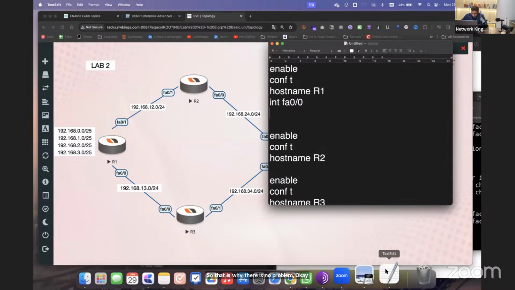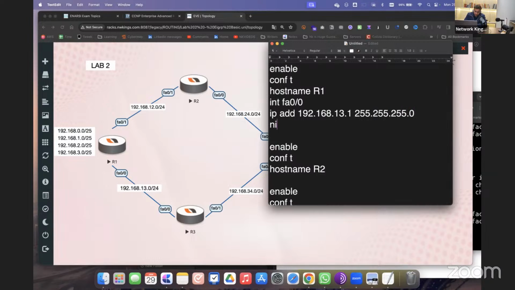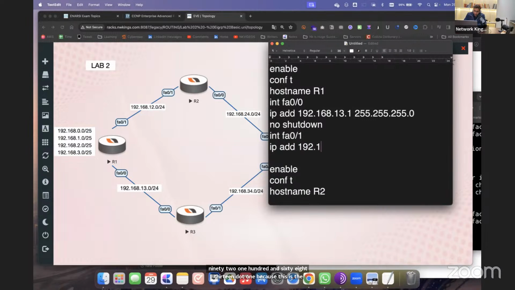Okay, so interface, now this is 13. The router is router 1. So I'm giving IP address 192.168.13.1, because this is router 1. So I'm using .1 at the end. Very simple, no shutdown. Very simple lab. FA0/1. Now tell me what subnet we have: 1 and 2, 12. So IP address 192.168.12.1, because this is router 1.